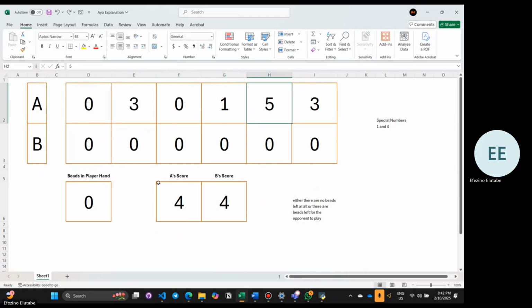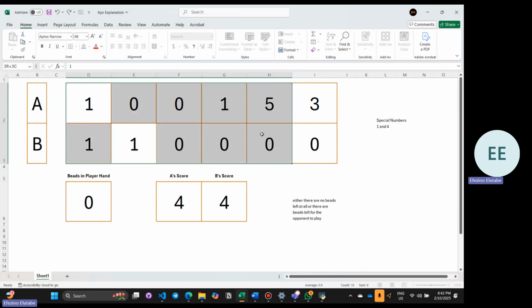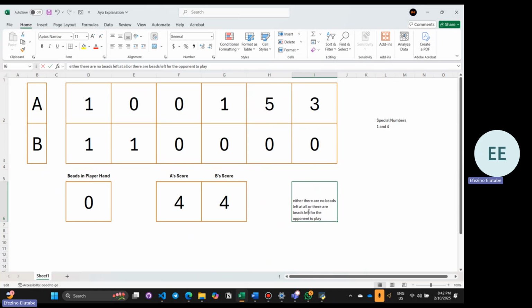However, if you play the other valid move, that's this 3, then it's just 1, 1, 1. And in this case, you can't collect any points. So it's a valid move, but not a good move, right? These are valid moves.